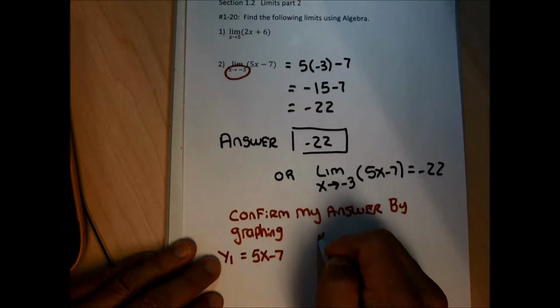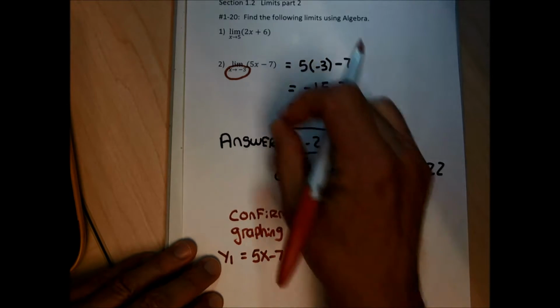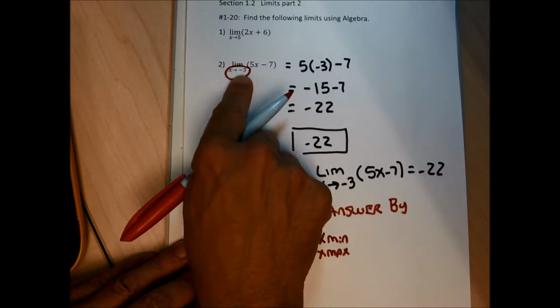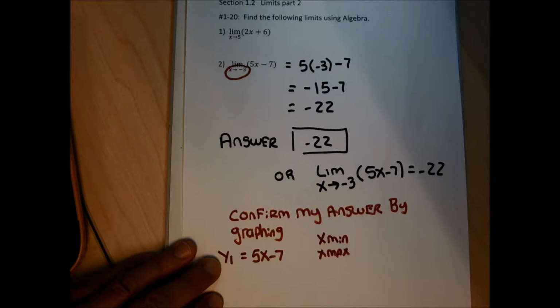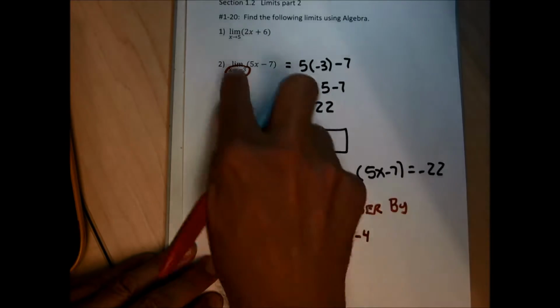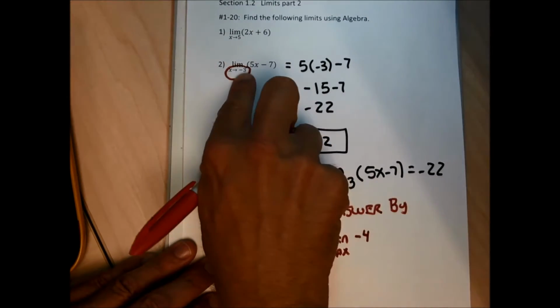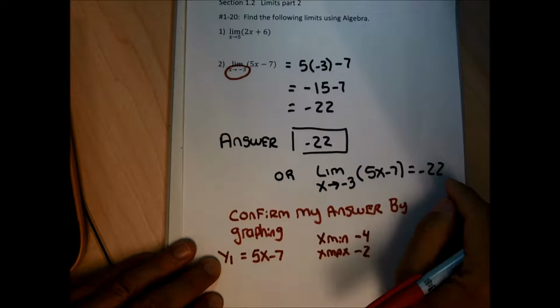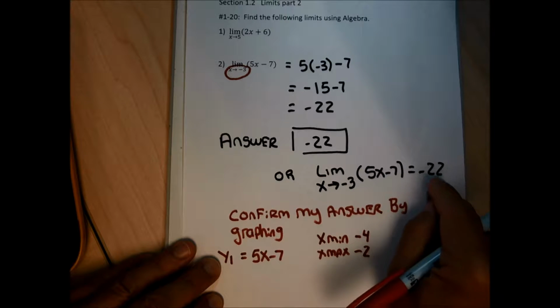So I'm going to set my window to have an x min and an x max. My x min has to be less than negative 3, my x max has to be bigger than negative 3, but I don't want to be too far from negative 3. So I'm going to make my x min negative 4, which is less than negative 3, and my x max negative 2, which is bigger than negative 3. So that will get the x part of my window narrow enough so it's going to be easy to find the limit, but it won't get me there all the way because I don't have the good y's.